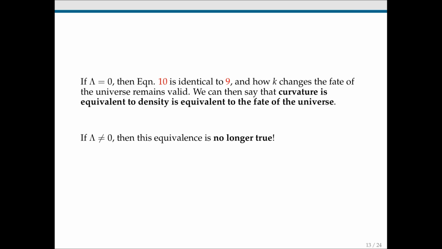If lambda is equal to 0, then equation 10 is identical to equation 9, and how curvature term k changes the fate of the universe remains valid. We can then say that curvature is equivalent to density is equivalent to fate of the universe. This is where we get the idea that a closed universe must eventually end in a big crunch, and an open universe must continue expanding forever. Now, if lambda is not equal to 0, this equivalence is broken. We can have closed universes that expand forever, and open universes that see a big crunch.